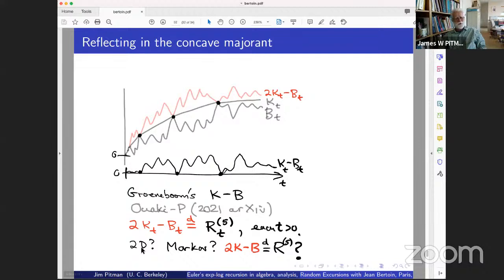And so we're even struggling to describe the two-dimensional distributions, and we do not know whether it's Markov or not. So as a, I think, fairly difficult open problem that should challenge members of this audience, take a look at our paper and see if you can settle for us whether or not 2K minus B really is Bessel 5. It looks like it in many, many ways, but is it really a Bessel 5?